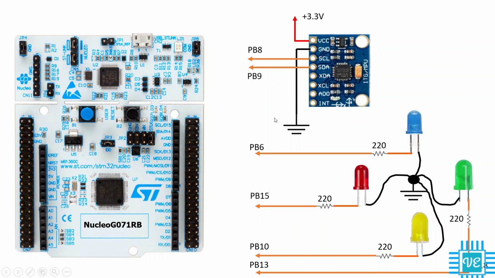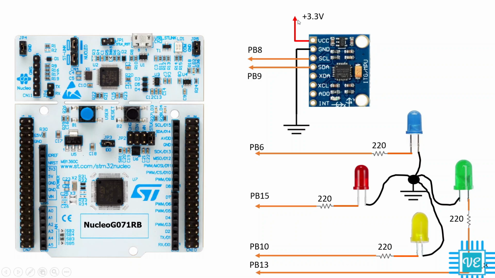So this is how the connection diagram looks with respect to the Nucleo board. You can use any STM32 board; it need not be a Nucleo board. I'm using the Nucleo G071RB. And this is the MPU6050, which has a 3-axis accelerometer as well as a 3-axis gyroscope. So in total it is a 6-axis motion sensor from InvenSense.